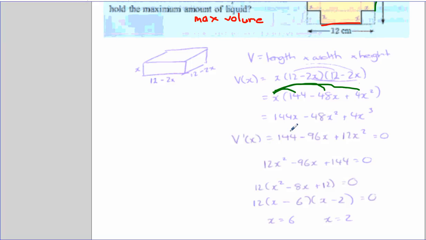That's an x term, so it just becomes a coefficient, 144. 2 times negative 48, negative 96, x. Subtract 1 from the exponent, you get x to the 1. 3 times 4 plus 12, x. Subtract 1 from the exponent, 2.